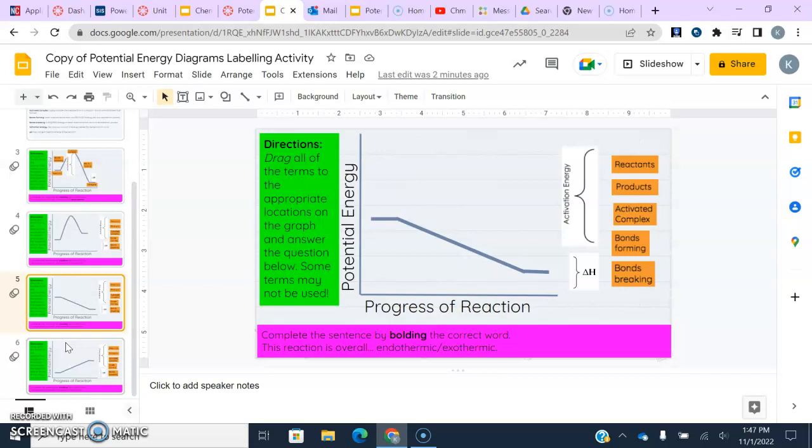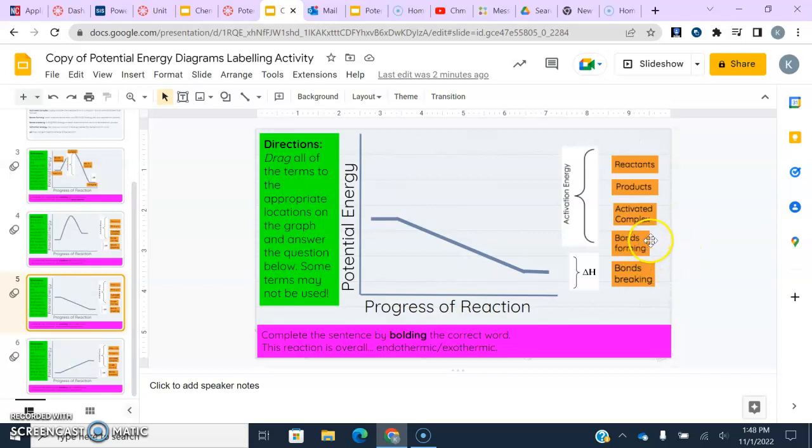So just be aware that on the last 2 slides, you are not going to use the activation energy. There's no activation energy because what we're seeing is basically a spontaneous reaction that doesn't need energy to get started. You will have delta H. You will have your reactants and your products. You will have your activated complex that is still somewhere around the middle.